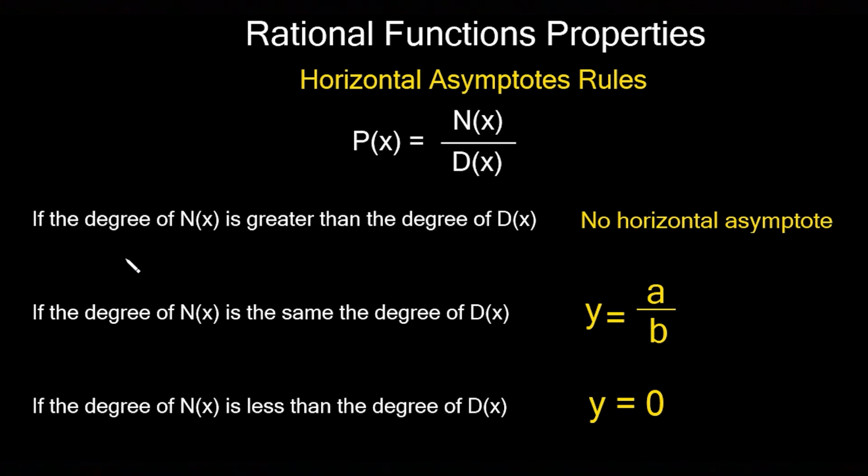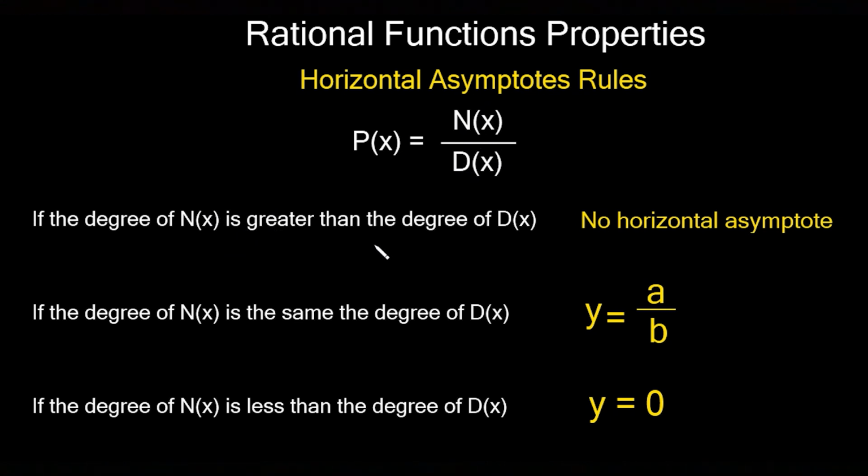So there are going to be three rules here when you're dealing with a horizontal asymptote. It could be no horizontal asymptote. That would be your first rule. And it says n of x is greater than d of x. So again, they're giving you this rational function, and then n of x would be some polynomial, and d of x would be some polynomial. So they're saying that if the degree of n of x is greater than the degree of d of x, there's going to be no horizontal asymptote.